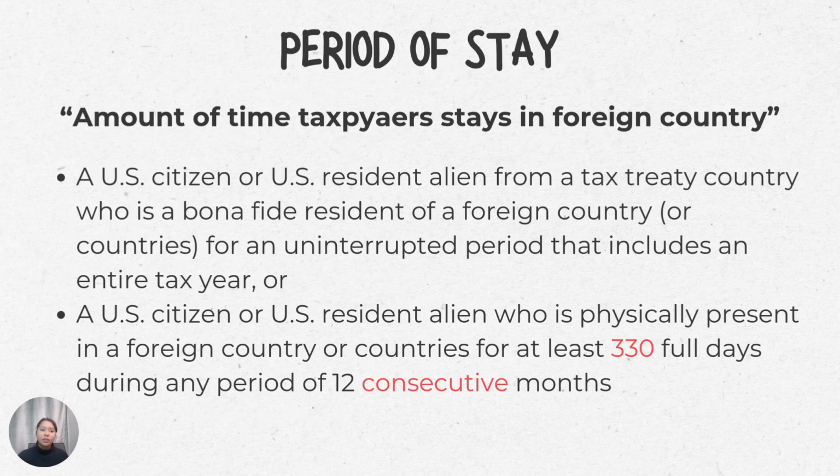Okay, so period of stay. The period of stay is the amount of time that a taxpayer stays in a foreign country. A U.S. citizen or U.S. resident alien from a tax treaty country who is a bona fide resident of a foreign country or foreign countries for an uninterrupted period that includes the entire tax year, or a U.S. citizen or U.S. resident alien who is physically present in a foreign country or countries for at least 330 full days during a period of 12 consecutive months.